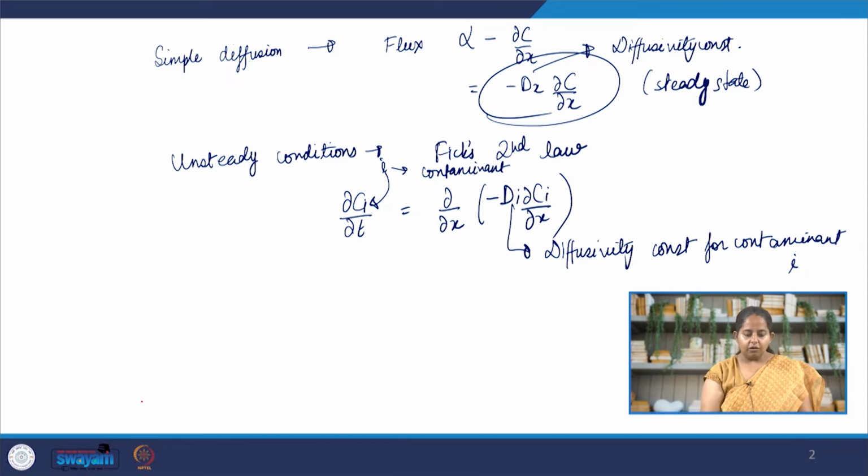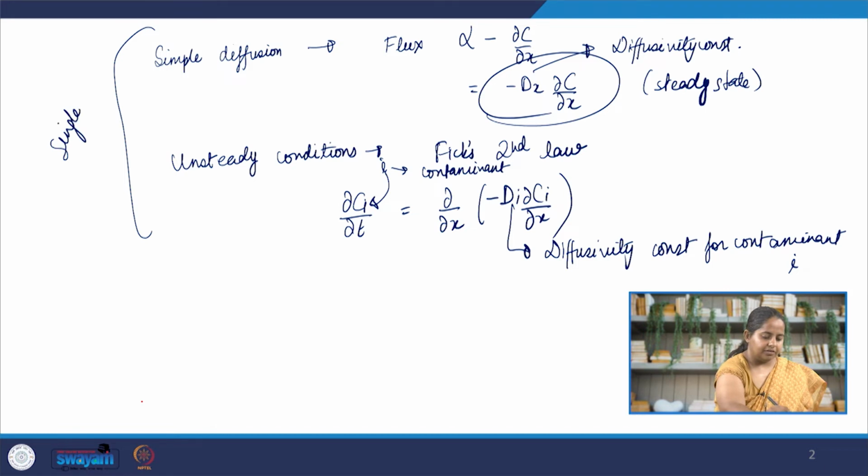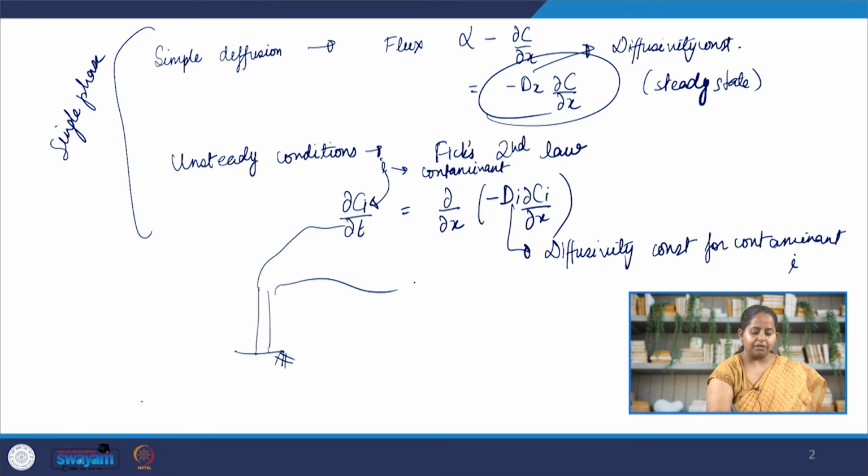Now this is happening in single phase diffusion, so diffusion of a contaminant in the gaseous phase into the gaseous phase. For example, in our chimney, when our stack was releasing a particular gaseous contaminant, it was releasing into air, so it was air into air, the same phase. And in the case of groundwater, we had contaminant flowing through the water, so it was water into water, again the same phase.